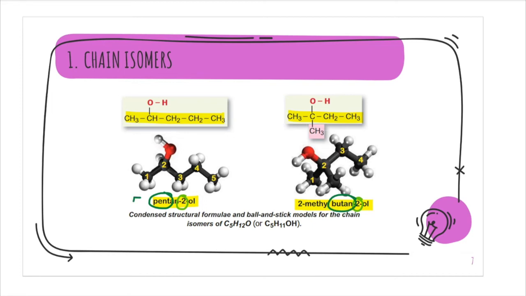Pent refers to 5 carbons, and bute refers to 4. So these are chain isomers because the length of the longest chain is not the same, even though their molecular formulae are exactly the same. Both of these molecules can be described by the molecular formula C5H12O, or if you would like to, you can write it as C5H11OH. Their molecular formulae are the same, but their structures and the lengths of their chains are different.